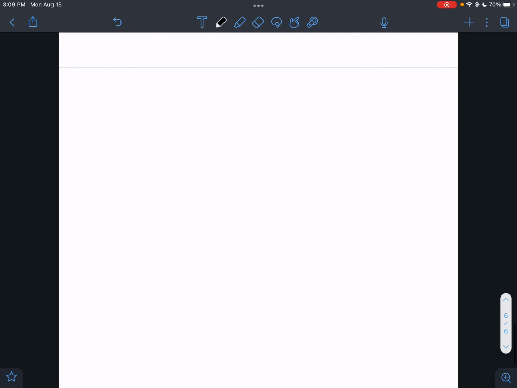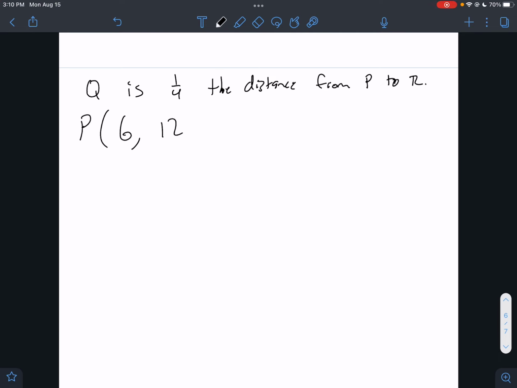All right, one more situation we're going to go over. What if I told you that Q is 1/4 the distance from P to R. And then I tell you that P has coordinates (6, 12), and R is, I don't know, (10, -8). I don't know, just making up some stuff. And I want to know, where is the location that is 1/4 the distance from P to R?